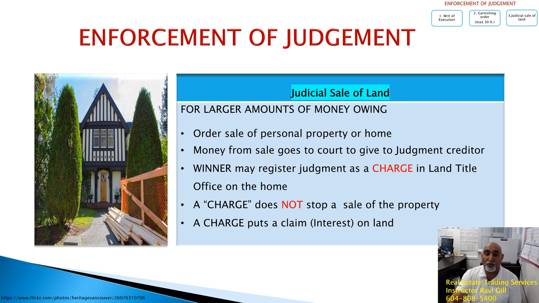So when there's an order, usually the first thing that the judgment creditor will do is put a charge on that property. So if it is sold, then part of the money, whatever money is owing to the judgment creditor, they will get it.